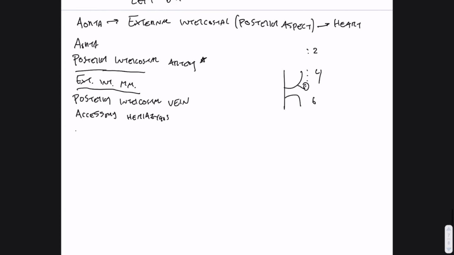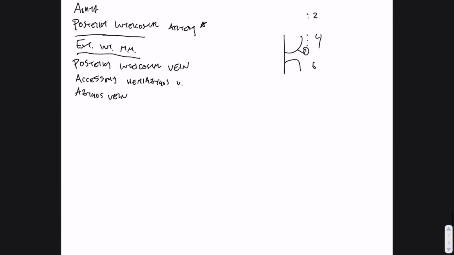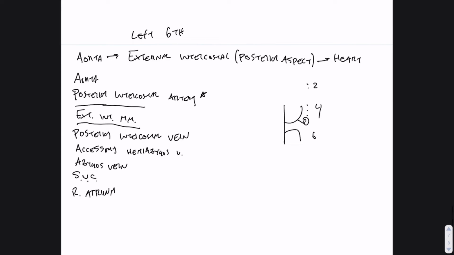And that leads us into the azygos vein. And these are all veins. And the azygos vein drains into the superior vena cava, which goes into that right atrium. Cool. There's the trace. That's how we drain any muscle that's posterior.